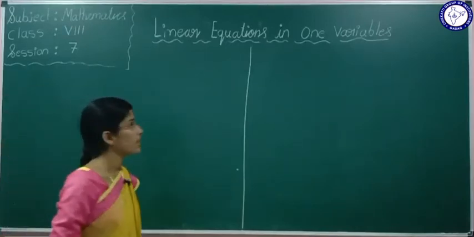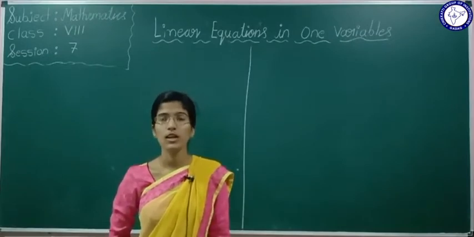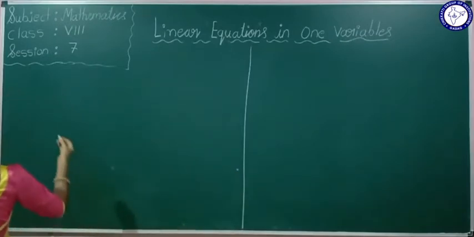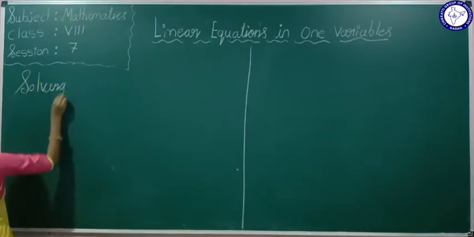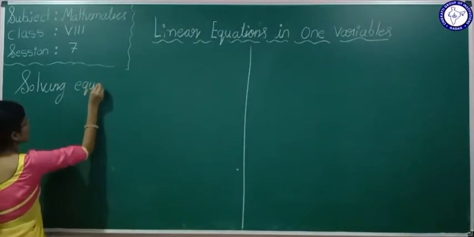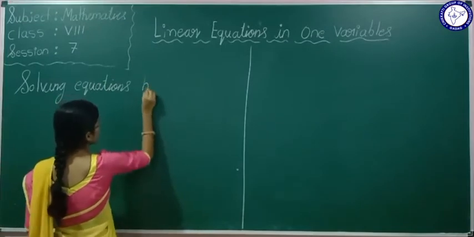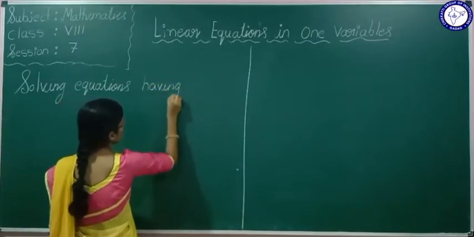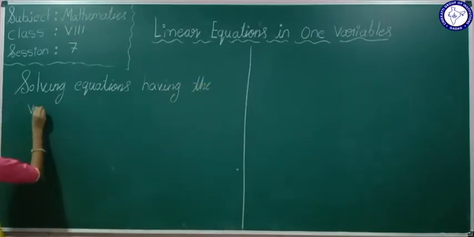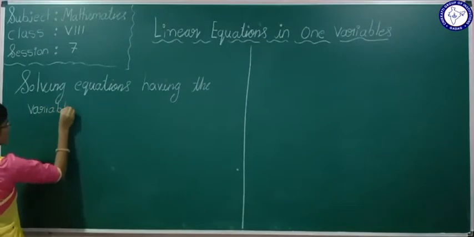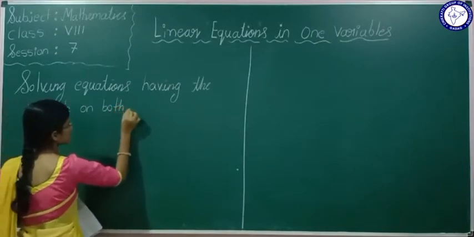Students, in last class we have solved exercise 3.2. In today's class we are going to see the next concept: solving equations having variable on both sides. Variable on both sides.